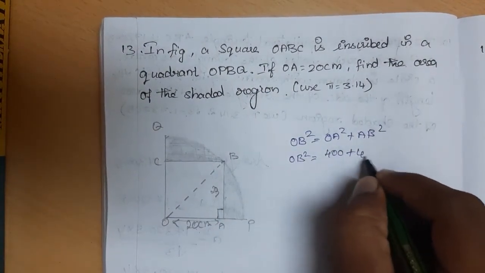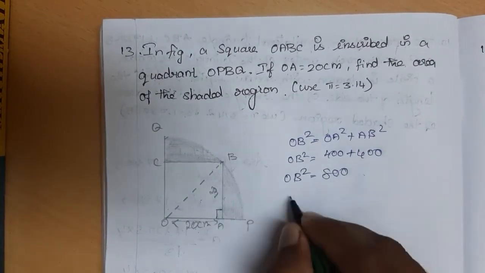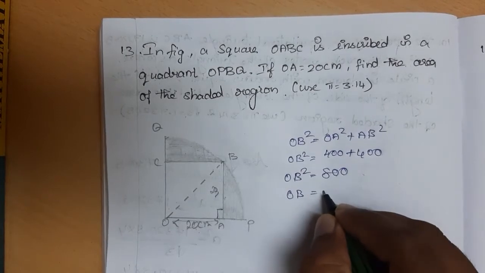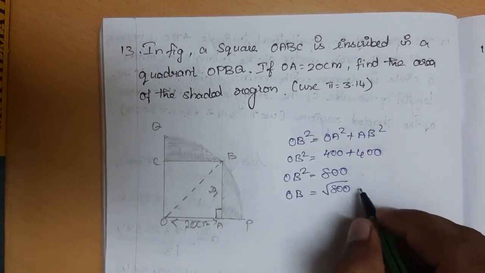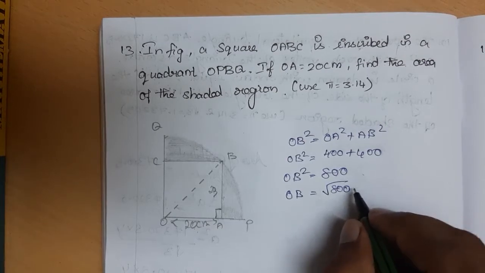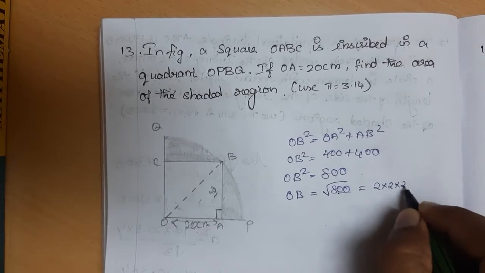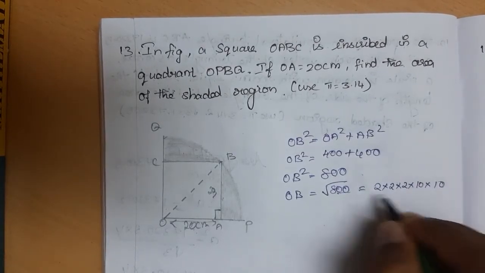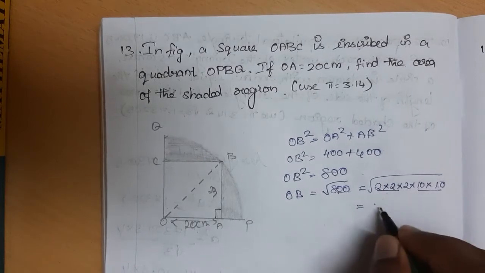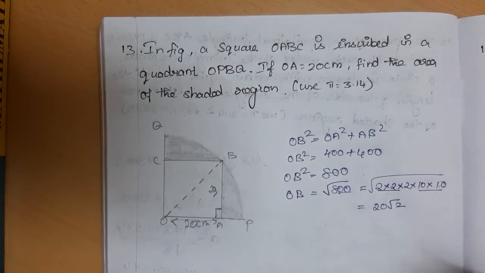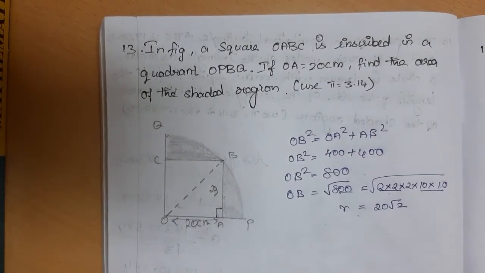400 plus 400, directly I am writing. So OB square is equal to 800. Then OB is equal to the square root of 800. The square root of 800: 8 we can write as 2 into 2 into 2, and 100 as 10 into 10, right? So this pair we are taking out, and 2 into 10 is 20 square root of 2. This will be the radius, right?